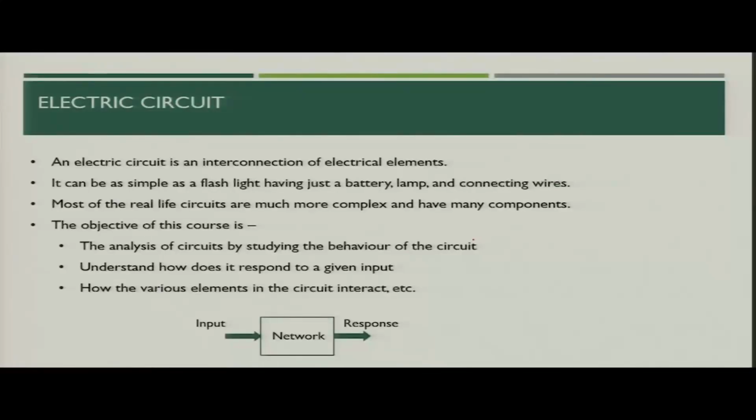In this course, we will try to analyze the circuit by studying its behavior. Why do we want to study the behavior? Because we want to understand how it responds to a given input. When you give an input to a particular network, it will respond based on the input which we have provided. So, we have to establish the relationship between input and response, and then we will see how the various elements in the circuit interact.